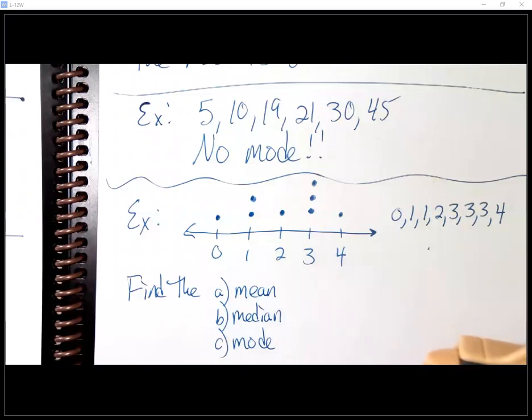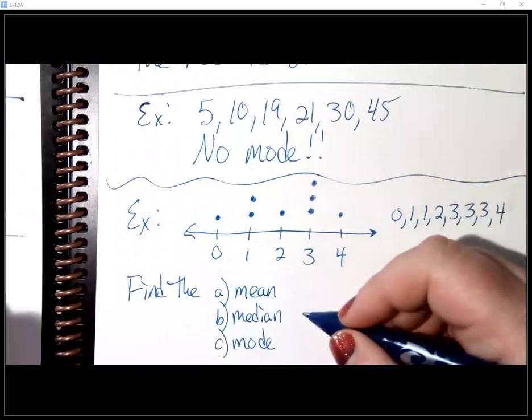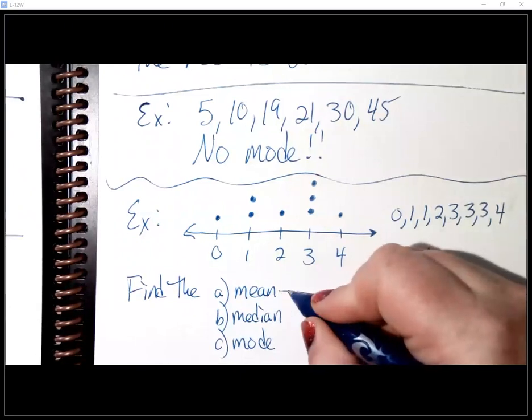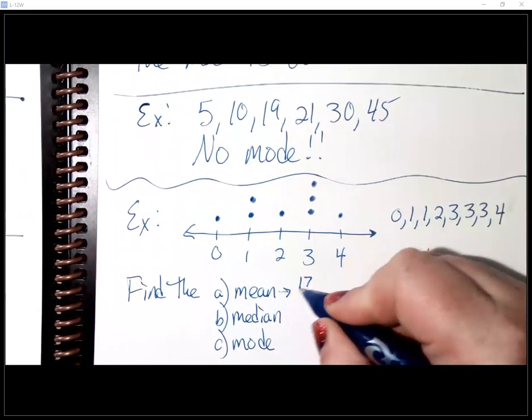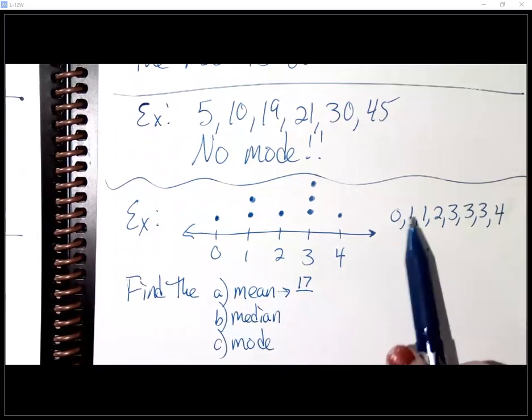2.1. Yeah, so remember mean, you're adding all the digits together, dividing by how many you have. So if you literally add 0, 1, 1, 2, 3, 3, 3, 4, if you add them all together, I got 17. So I'm going to be doing 17 divided by 1, 2, 3, 4, 5, 6, 7, 8.